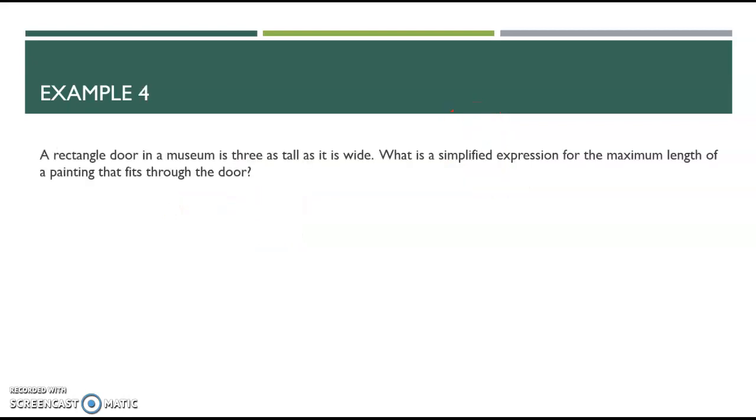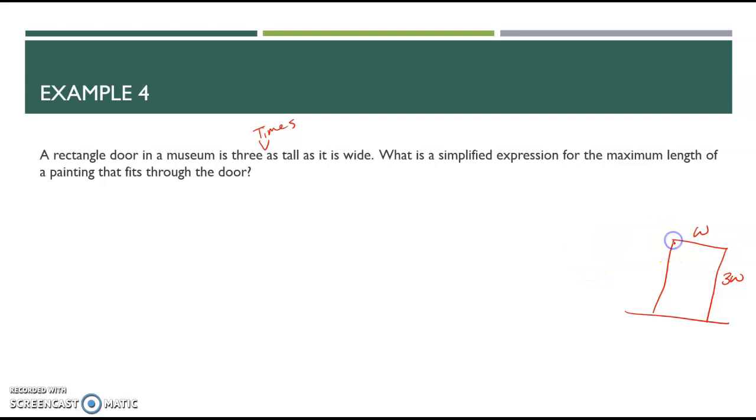All right, so now what happens when we have to actually apply it? So we have a rectangular door I'm going to draw, because that's a way to problem solve, right, is to draw our situation. It's not square, but there's our door. A rectangular door in a museum that is 3 times as tall as it is wide. So here's our width, and we know that 3 times our width is its height. What is a simplified expression for the maximum length of a painting that fits through the door?